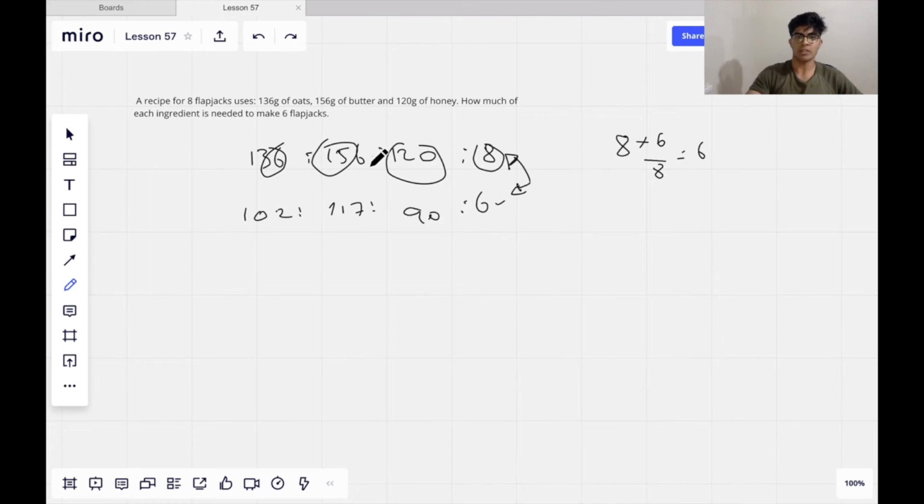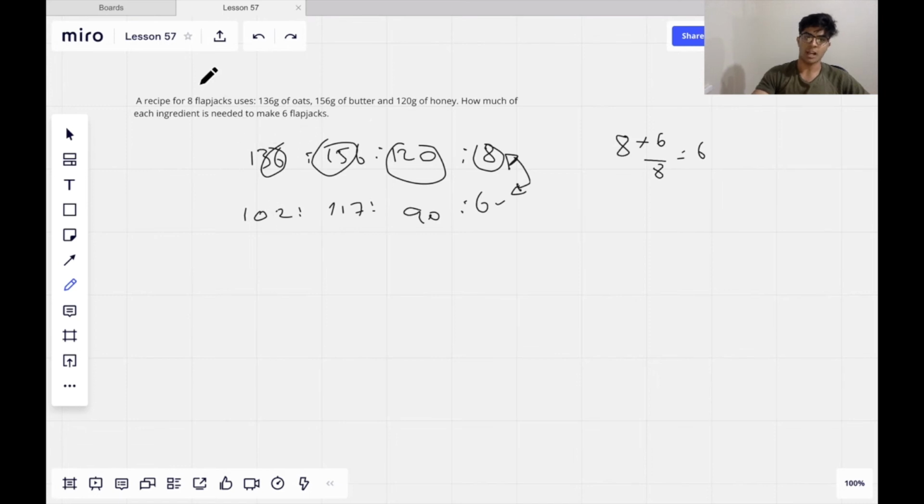If you think of this in a real-world context, I'm sure there's a chance you've had to do this in real life, when the recipe is given for 2 people and you need to cook for 4, for example. So for 8 flapjacks, you can think: for 1 flapjack you need 136 divided by 8, and then think, oh, for 1 flapjack you need this. I'm making 6, so you times that by 6. And that's all there is to it.